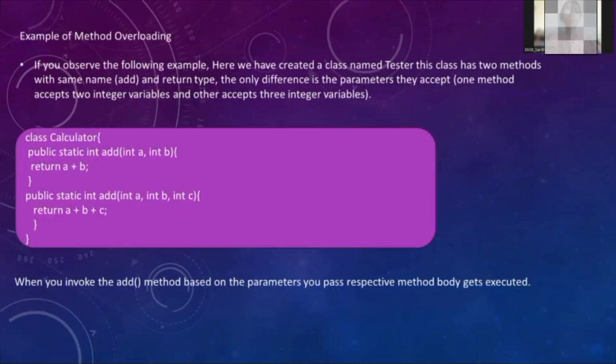For example, if you observe the following example, here we created a class named Tester. This class has two methods which have the same name, add, and the same return type. The only difference is the parameters they accept. One method accepts two integer variables and the other accepts three integer variables. We can see the return a plus b, and here the return will be a plus b plus c. The same add method is used. When you invoke the add method, based on the parameters you pass, the respective method body gets executed.